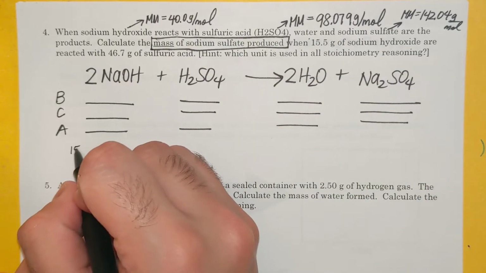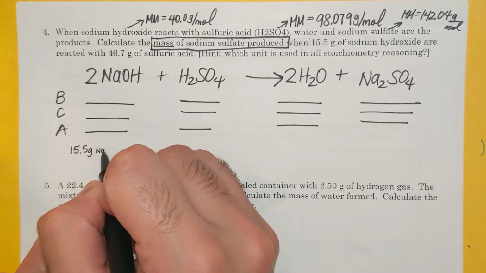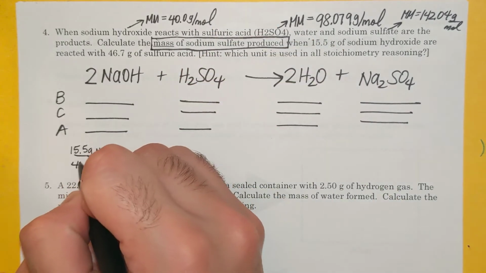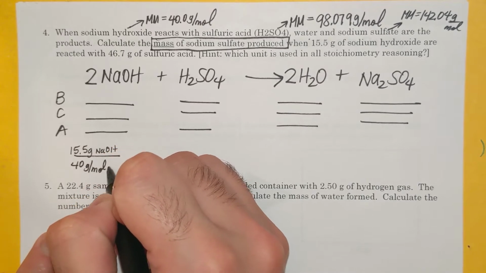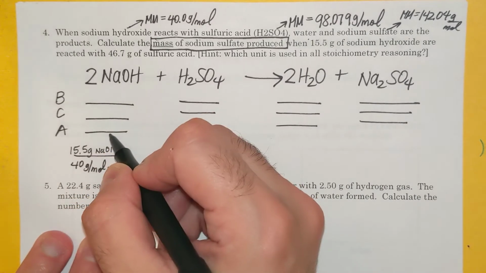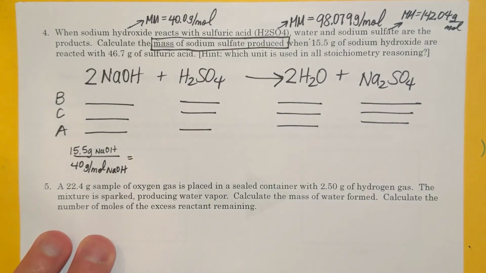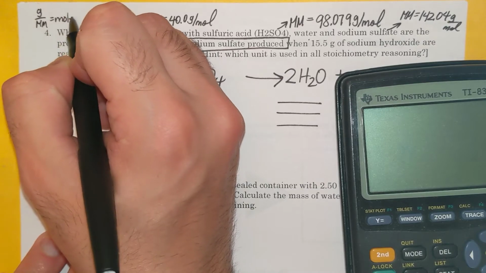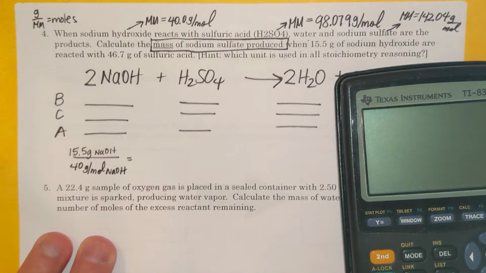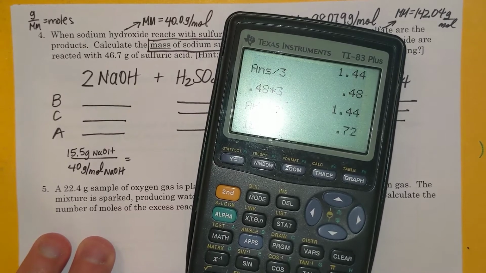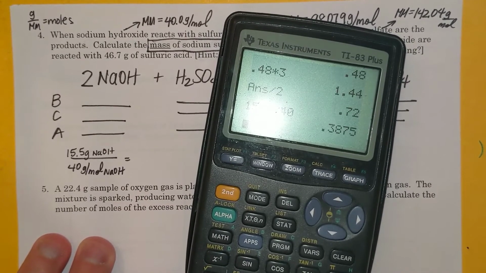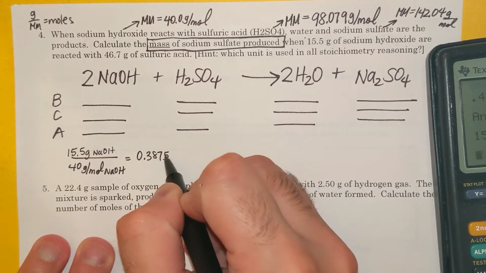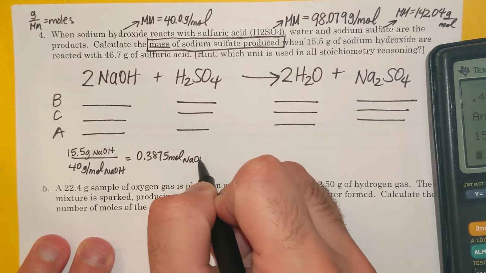I have 15.5 grams of sodium hydroxide. Well, I already calculated on the side the molar mass of sodium hydroxide. It's about 40 grams per mole. That's the molar mass. Grams divided by molar mass is moles. Right? I'll put that over here. Grams over molar mass equals moles. Don't forget that. So whatever I have, I divide the grams by the molar mass. So 15.5 divided by 40, and I get 0.3875 moles. And I'm going to put that up here.